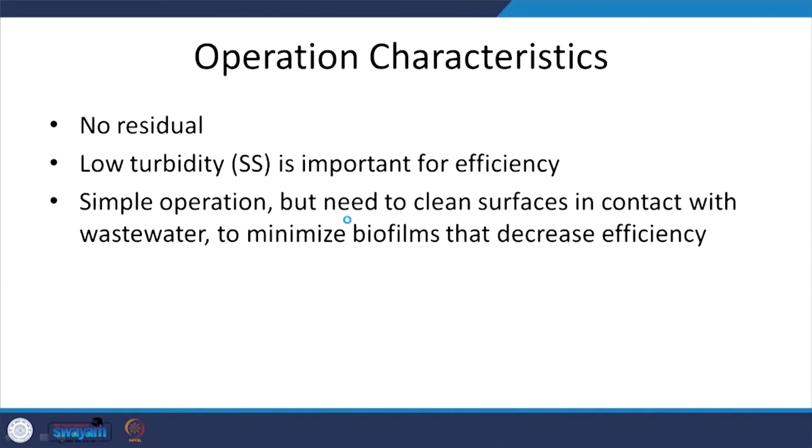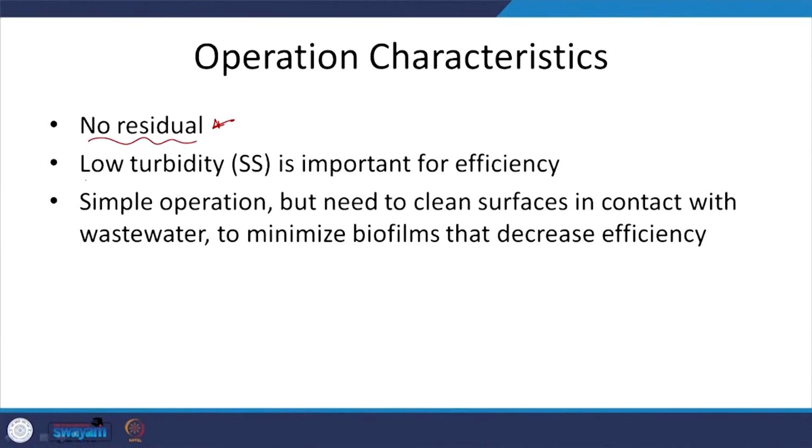Operation characteristics, obviously with UV, if there is a light, there is disinfection. No UV, no disinfection. So there is no chance of residual, so that's one aspect. Turbidity has to be low, otherwise due to interferences, the suspended solids and other compounds will absorb the UV. Simple operation, but I need to clean the surfaces that come in contact with wastewater to minimize biofilms that can again absorb UV, let's see.